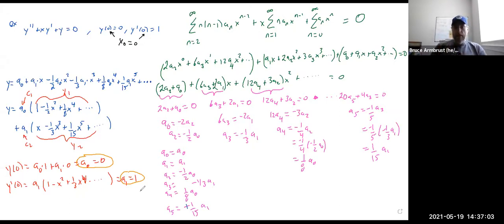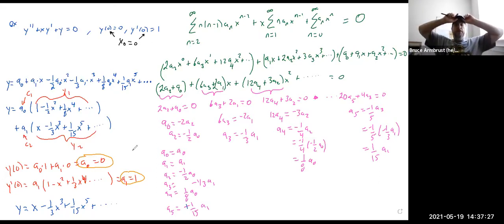Which means we're actually good now with our solution. Let me go ahead and write it here. So y then is going to equal x minus 1/3 x cubed plus 1/15 x to the 5th plus ... It's only this second guy. So check it out. We found the solution to this differential equation. It's an infinite polynomial, power series, but we found its solution.